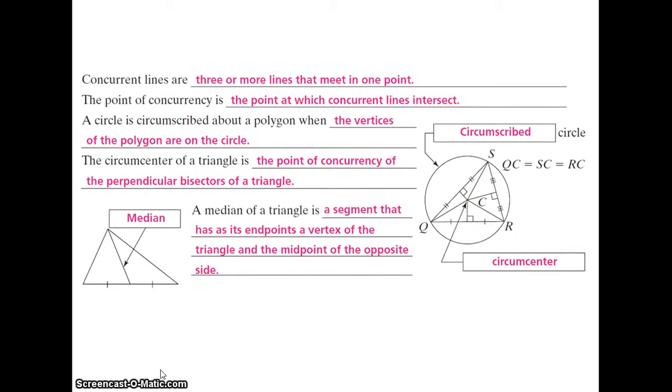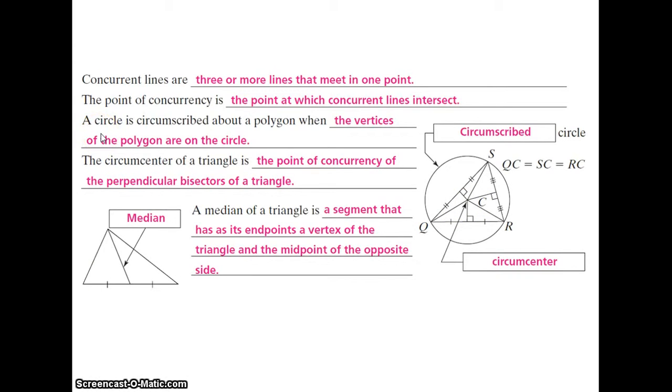Concurrent lines are three or more lines that meet at one point. The point of concurrency is the point at which the concurrent lines intersect. So this point right here is the point of concurrency. They meet together.